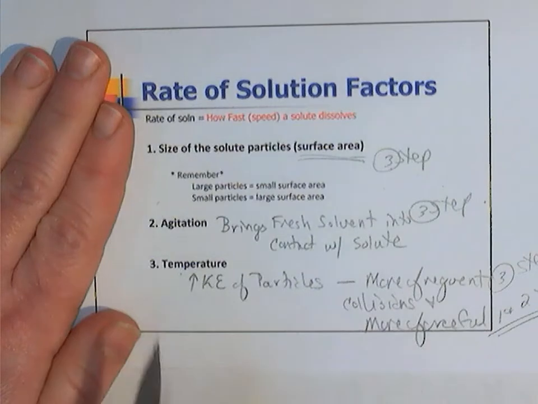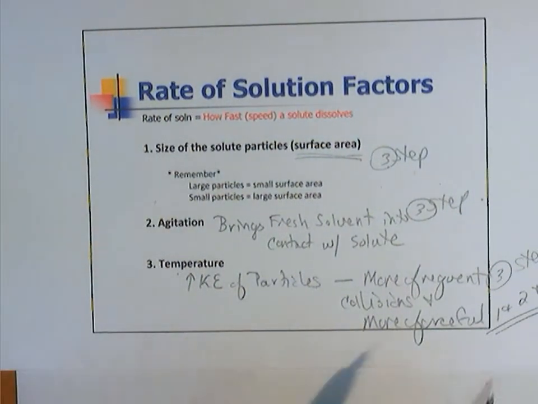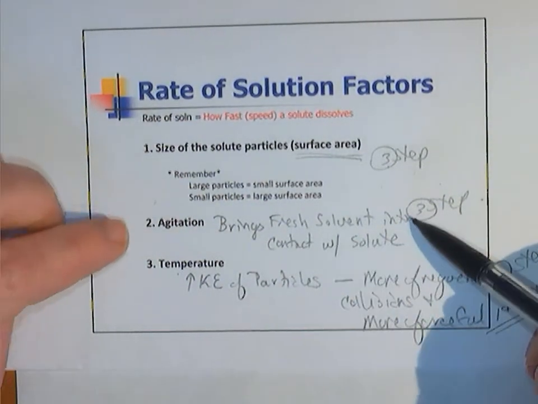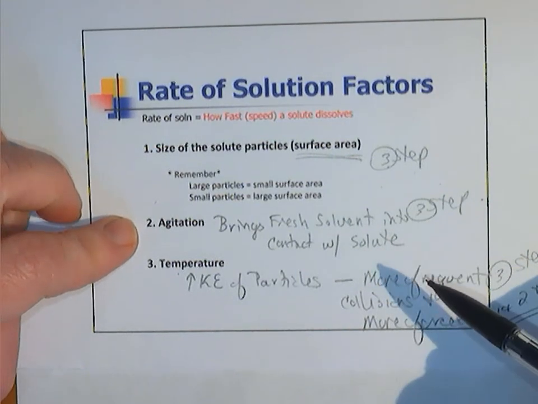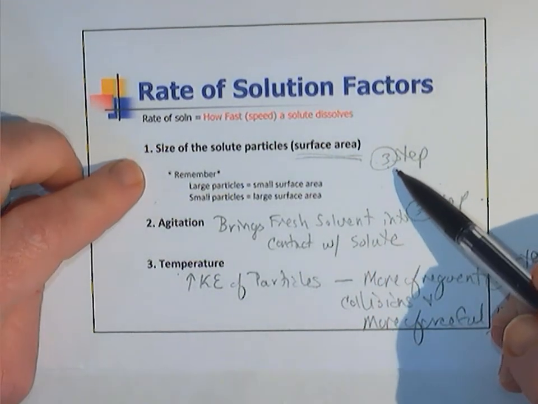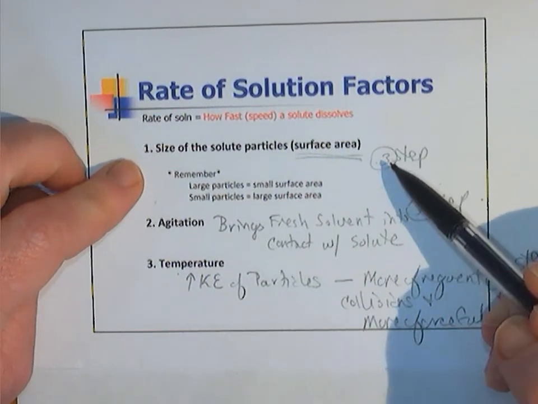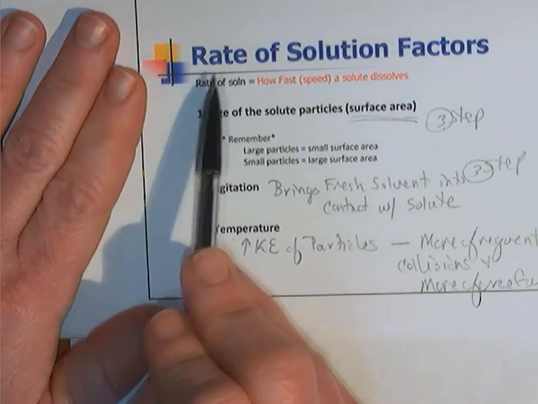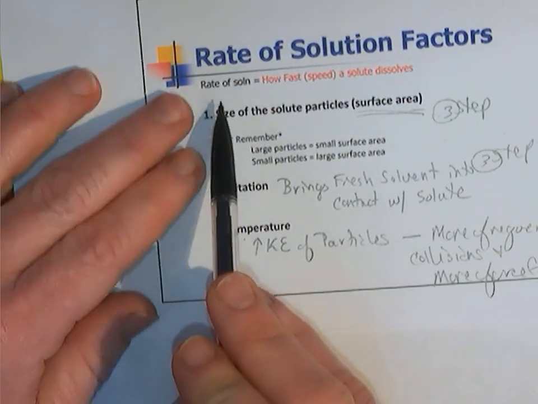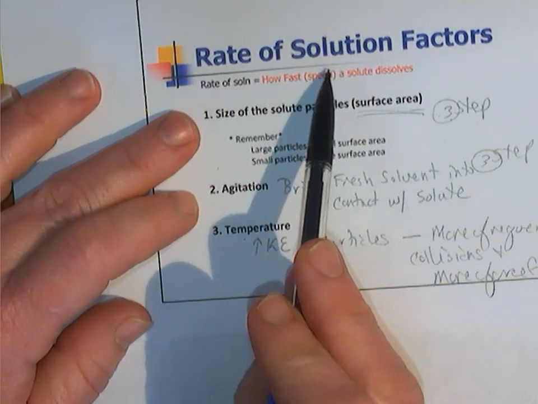Now, these, except for temperature, do not influence the amount that we can dissolve. You can stir all day long, and if you're at the saturation point, you're not going to get more to dissolve. You can crush the solute until it's just pulverized, but if you're at the saturation point, you can't get more to dissolve. So we're limited. These, except for temperature, don't necessarily get more, but they can help to speed up solution formation.